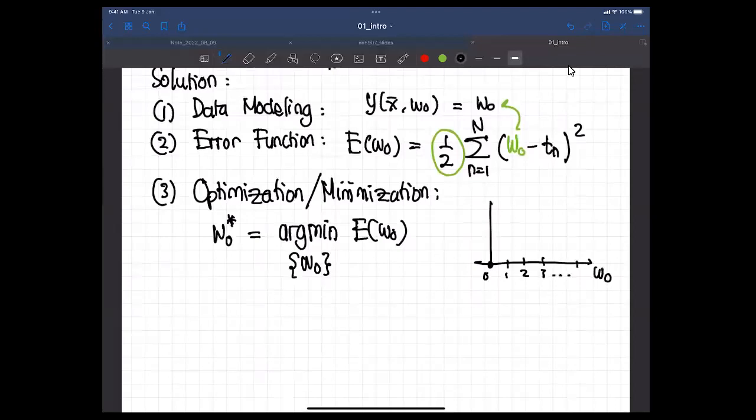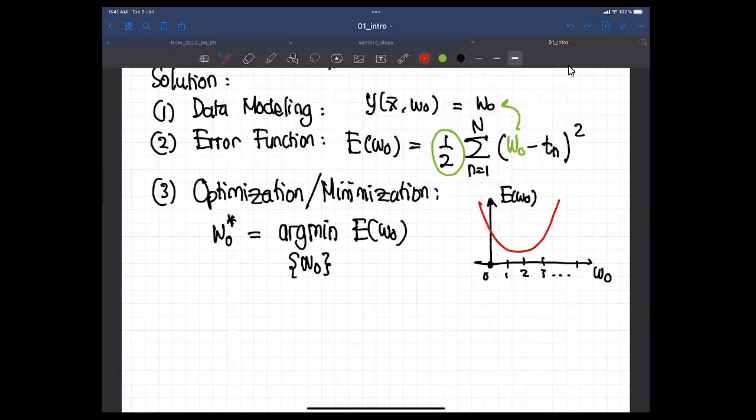And the y-axis is what? What will be the y-axis? Yes, the E(W0), right? And how does the graph look like? It's likely to be quadratic, because our error function is quadratic. Quadratic means that it's like this, right?